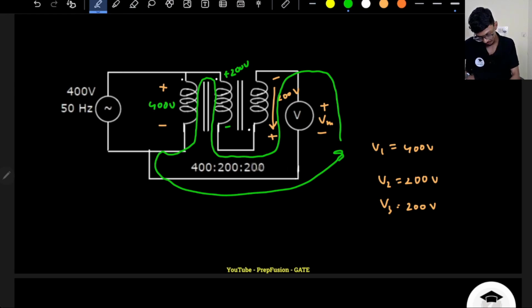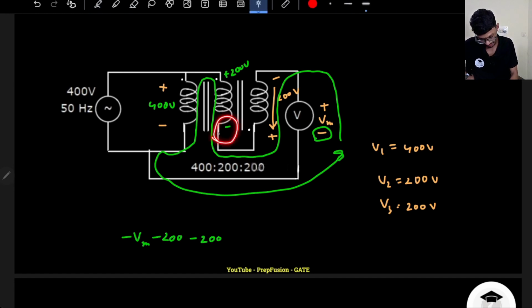So now I will apply KVL. My KVL is, I write whatever value I encounter, I write the first sign. So I will write minus Vm. You can follow according to your notation. Minus Vm, minus 200, then minus 200, because here also I am encountering a negative sign first.